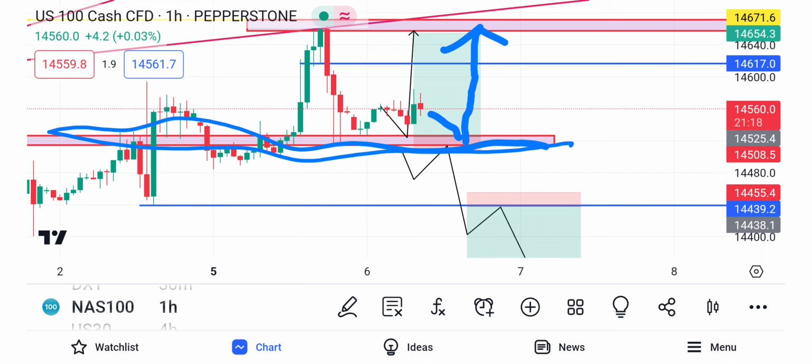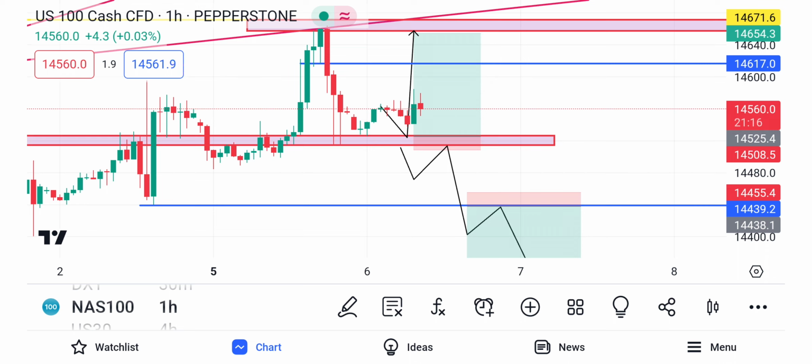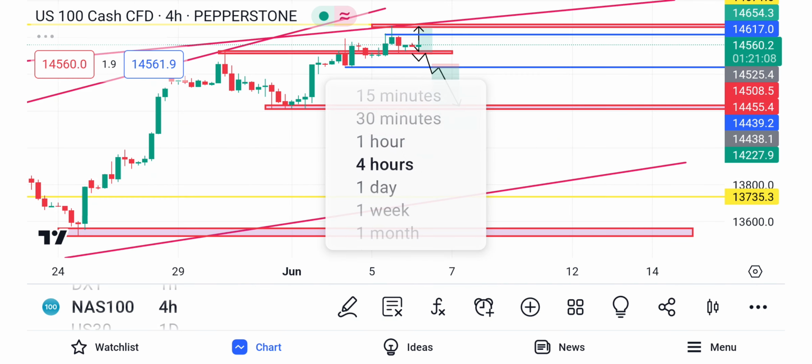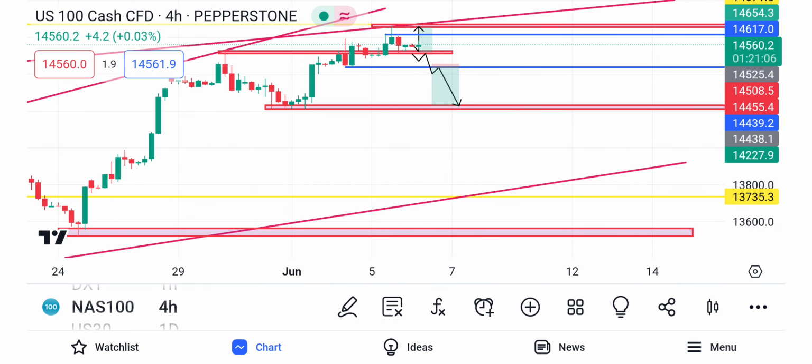So let me show you. Let me show the market structure on the 4-hour time frame so that you will properly see what I'm talking about. We are going to sell the market expecting that if it breaks this structure, we are going to sell the market there, expecting that it's coming to this zone, which is the demand zone. So should the market break this zone here, we are going to sell, expecting that the market is coming here.